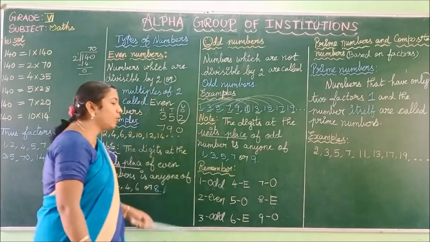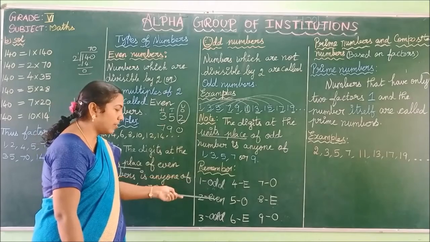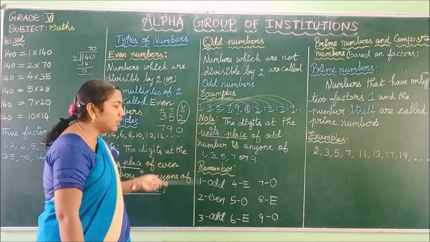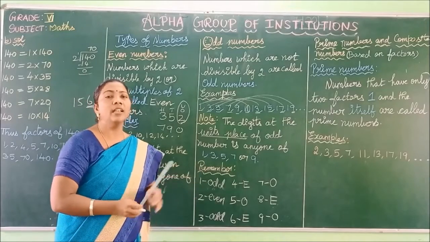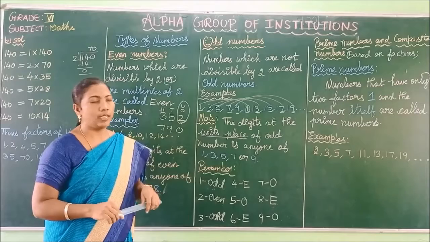See children, what do you observe by seeing these numbers? See here, odd, even, odd, even, odd, even. While you are observing these numbers, we can easily find that odd and even numbers occur alternately. Okay, is it clear children?